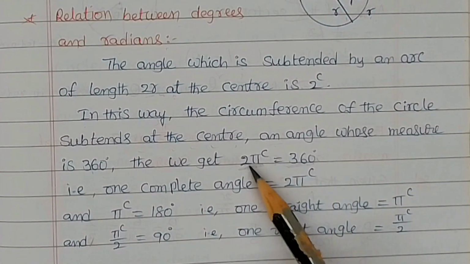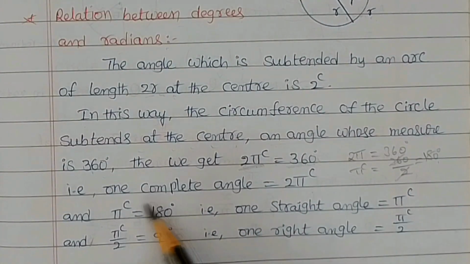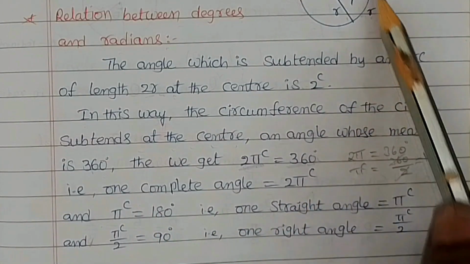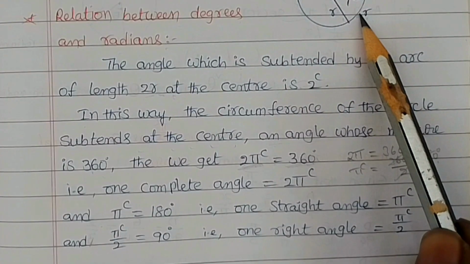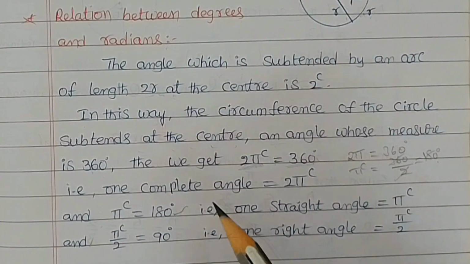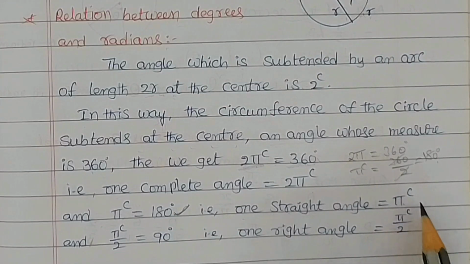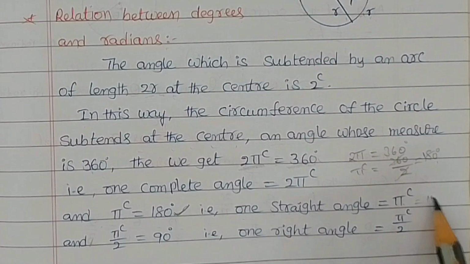Transposing 2 to the other side, one complete rotation is 360 degrees, and π radians equals 180 degrees. That is one straight angle. How many degrees is one straight angle? 180 degrees. So π radians means 180 degrees.